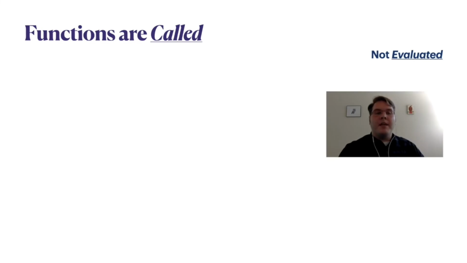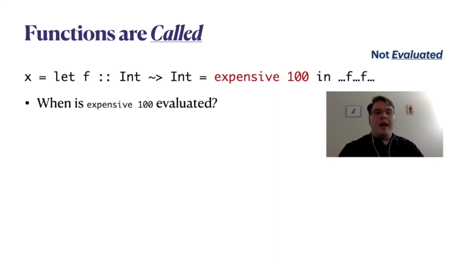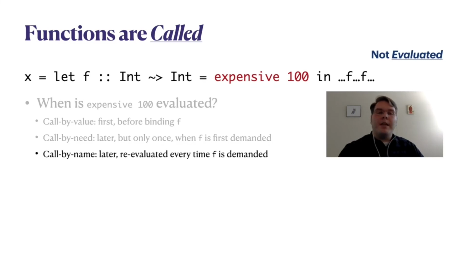But there's a subtle impact of allowing all of these extra eta expansions. For example, consider this definition that binds a function f to the apparent computation expensive of 100. F is used several times within its scope, so when exactly is expensive of 100 evaluated? That depends on the evaluation strategy of this let binding. Under call by value, the right-hand side expensive of 100 must be computed first, before a value can be bound to f. Instead, under call by need evaluation, the right-hand side is evaluated later only when f is first needed, but its value is remembered so that it never gets re-evaluated on future uses of f. Slightly different is call by name evaluation. There, the right-hand side is still evaluated later when f is used, but it's also re-evaluated every single time that f is used.